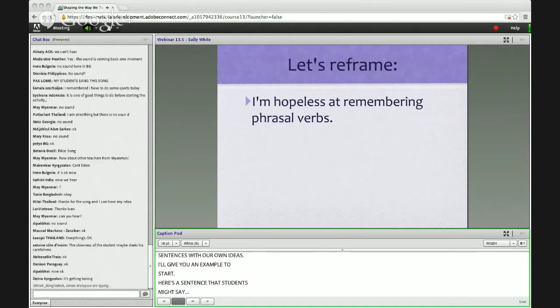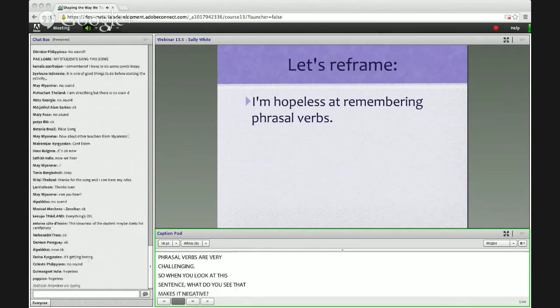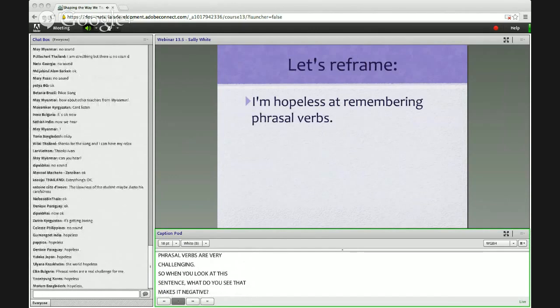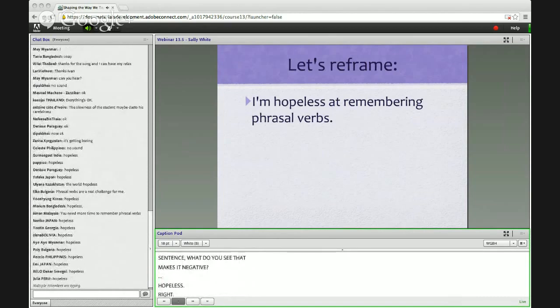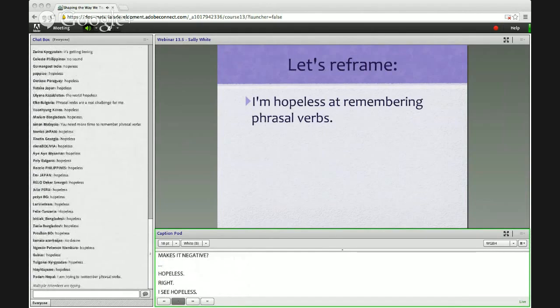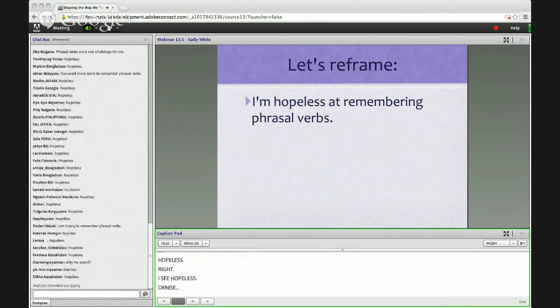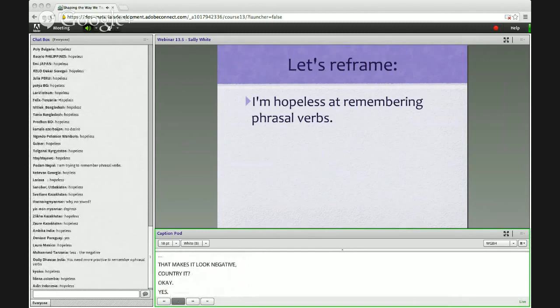And we can all certainly understand why students might feel this way. Phrasal verbs are very challenging. So when you look at this sentence, what do you see that makes it negative? Hopeless. Right, I see hopeless. Denise. Yutaka, hopeless. That makes it look negative, doesn't it? Okay, yes, phrasal verbs are a real challenge for a lot of people. It's true.